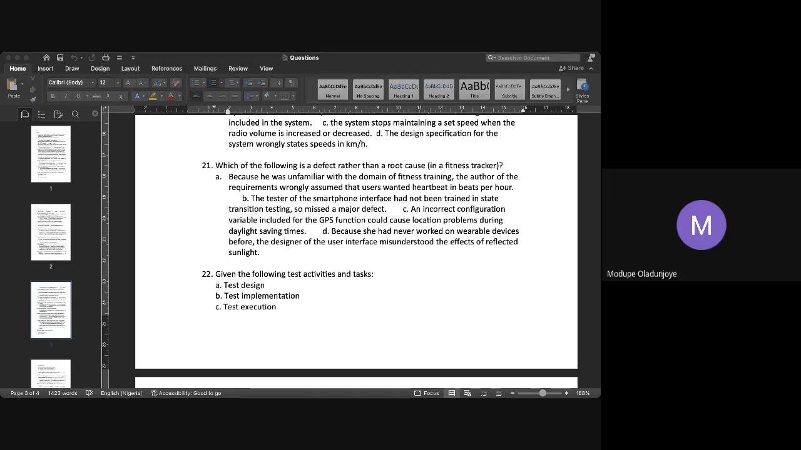An incorrect configuration. Okay, why I even chose C again was because an incorrect configuration, and so on. It had to do with a coding error, like from the back end. A code error that had to do with failure.